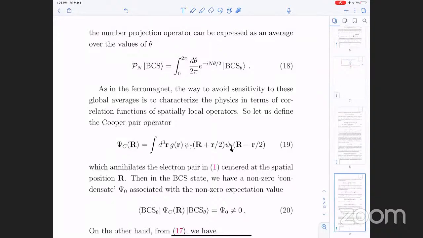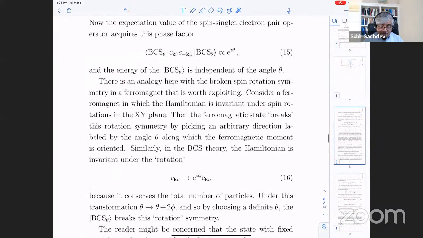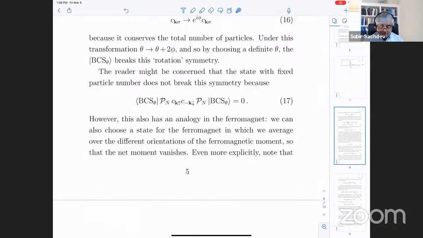No. Just from conservation of particle number, there's no way some operator like this can have a non-zero expectation. As long as you're taking an expectation value in a state which has the same number of particles on both sides, this has to be zero.